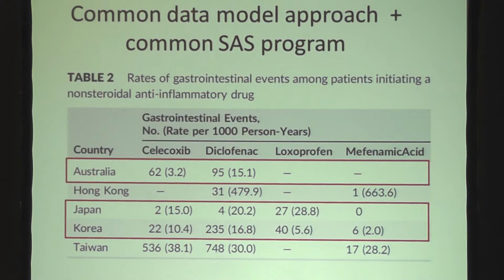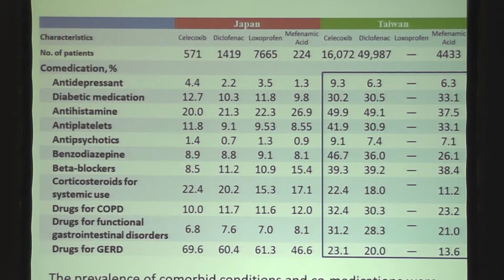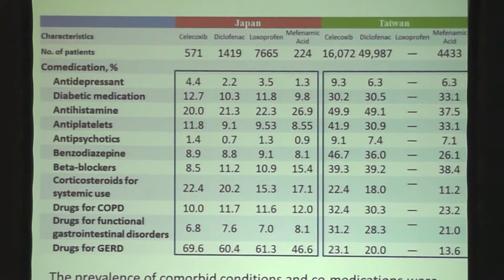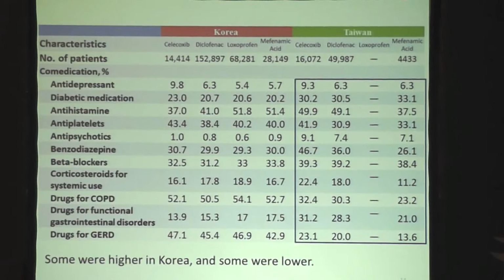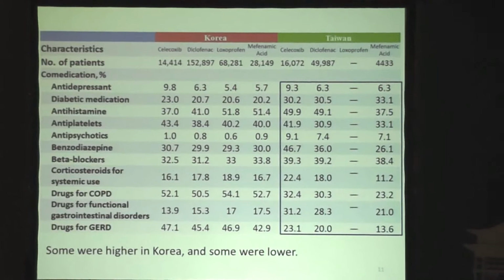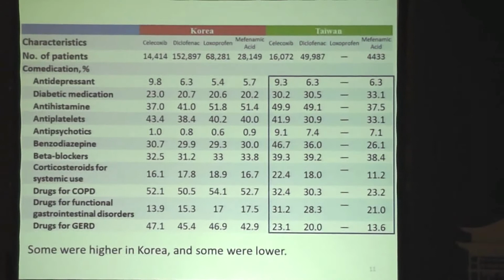Okay. So there are some variations. We tried to figure out why we have these findings. So we checked the tables for the characteristics of the patients we selected. You can see that the prevalence of comorbidities in Taiwan is relatively higher than in Japan. Compared between Korea and Taiwan, it's quite similar, but some were higher in Korea and some were higher in Taiwan. So there's a variation, right?